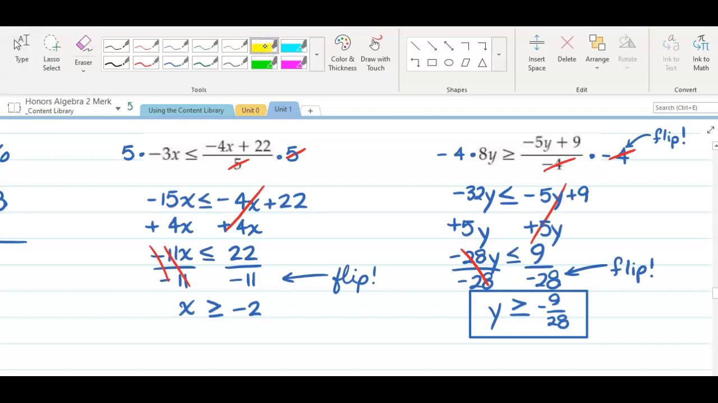Alright, on these next two I tried to point out when we need to flip our symbol. It happened right here when we divided by a negative, so I wrote the word flip. On the second example that you should have tried by yourself, I had to flip my symbol twice based on the way that I solved. First, when I multiplied by a negative 4, and then when I divided by a negative 28. So it flipped to less than, and then it flipped back to greater than.